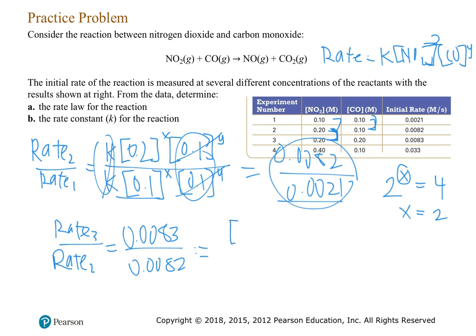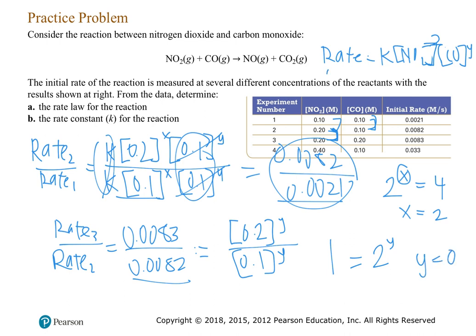So we'll just do the concentrations of carbon monoxide, so 0.2 to the y over 0.1 to the y. So the ratio of the rates is basically 1, divided by 2 to the y. To get any exponent raised to that power to equal 1, it needs to be 0. So y equals 0.